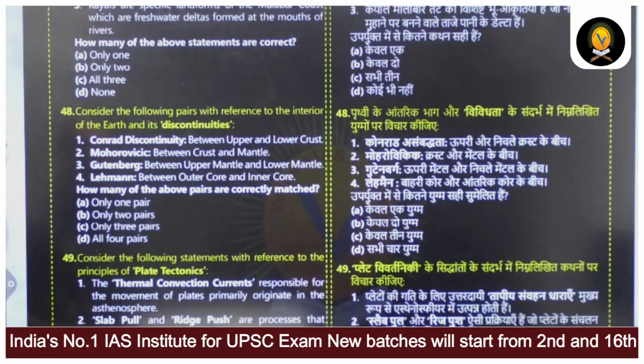Now, which of the following pairs are correct with reference to the interior of the earth and its discontinuities? Conrad discontinuity between the upper and lower crust. Yes. Mohorovicic between crust and mantle. Correct. Gutenberg between upper mantle and lower mantle? No, between mantle and core. Lehmann between outer core and inner core.